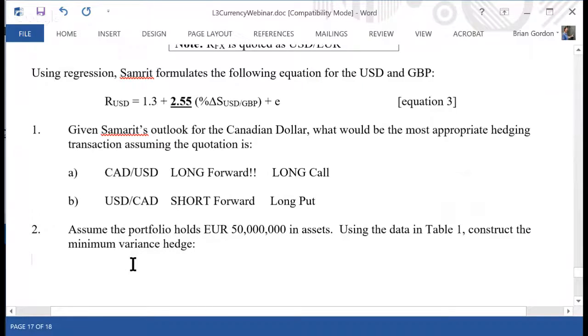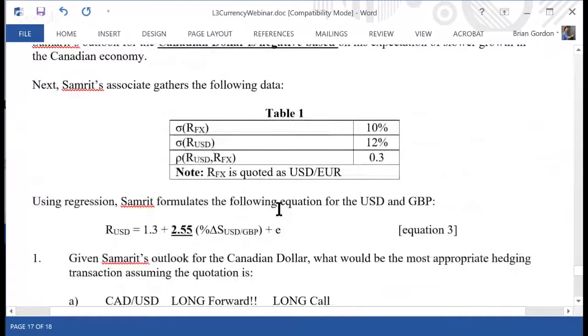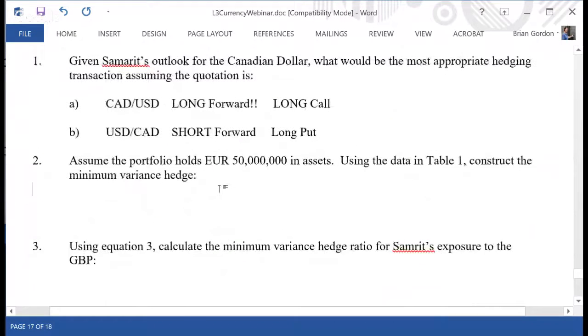Now, question 2 says, assume the portfolio holds 50 million euros in assets. Using the data in table 1, construct the minimum variance hedge ratio. So the data in table 1, we'd have to calculate the beta is what it's asking us to do here. So did we know what to do? Well, okay, we had to calculate the beta. And we know what this is. It's the correlation times the ratio of the standard deviations. Okay, well, let me just take a shortcut. I did the math. It's 0.36.